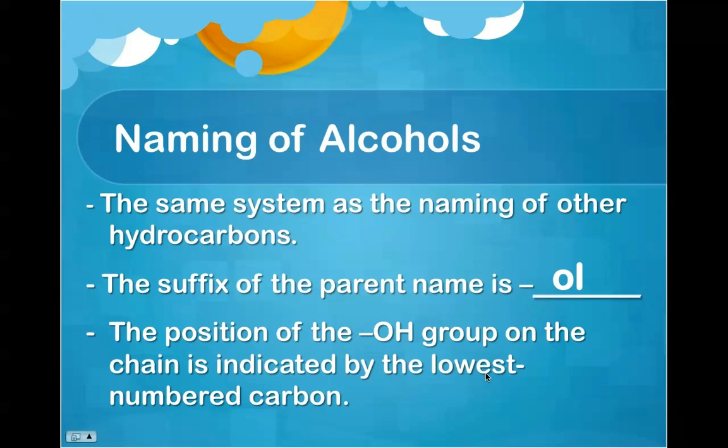The naming of alcohols is very similar to the system of naming other hydrocarbons, so we're still going to define the prefix for the number of carbons, like but, pent, and hex. However, our main difference is going to be the suffix, the ending of the compound. In this case, for an alcohol, we're going to use the suffix OL, and the position of the OH group is always going to be indicated by the lowest possible numbered carbon, just like we did when we were finding double and triple bonds, or when we were writing and identifying alkyl or halide groups.